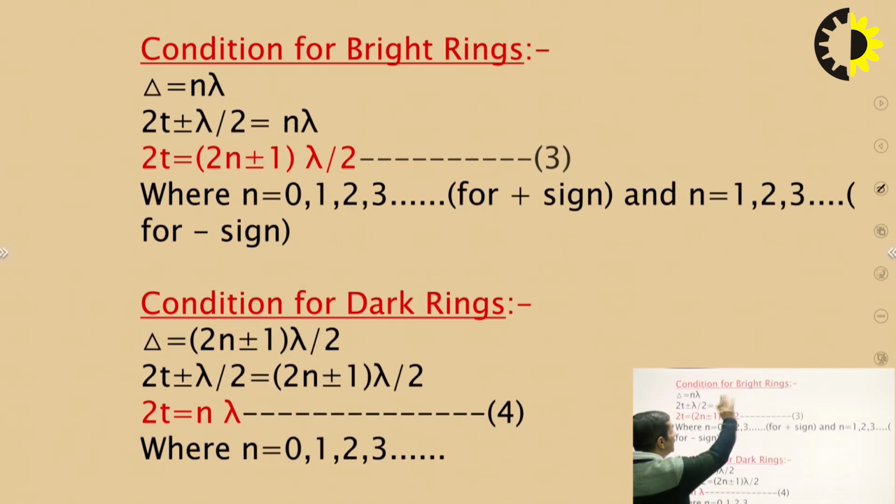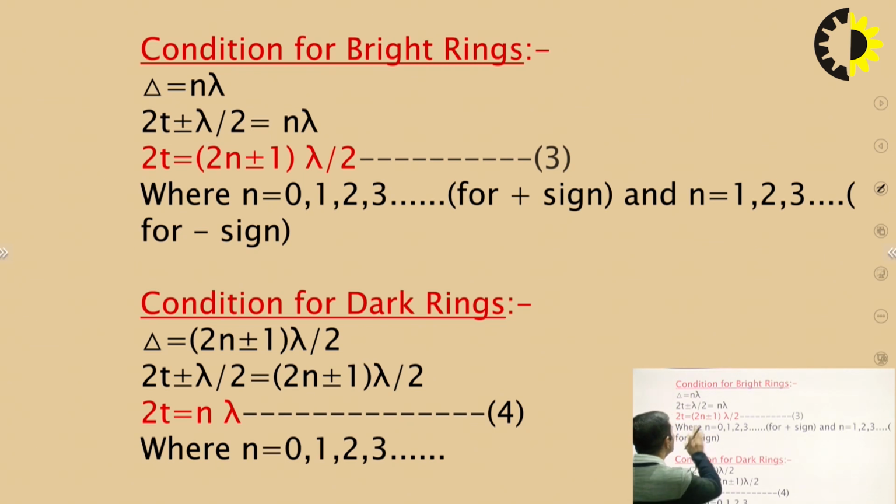Now the pattern is formed in the form of dark and bright rings. So we apply the conditions of constructive and destructive interference. For bright rings, if the path difference is an integer multiple of lambda, we have constructive interference, meaning maximum intensity, and we get a bright ring. So if 2t plus or minus lambda by 2 equals n lambda, then we have bright rings.